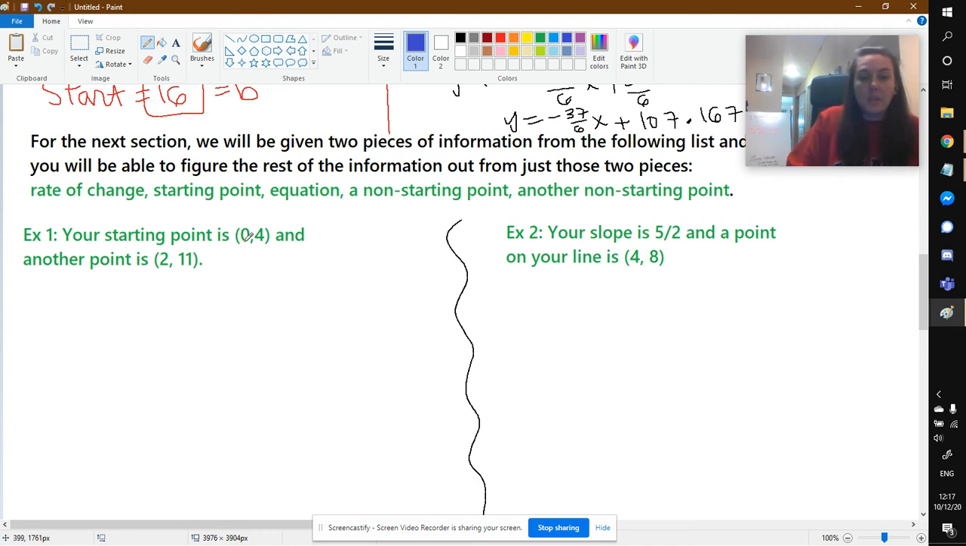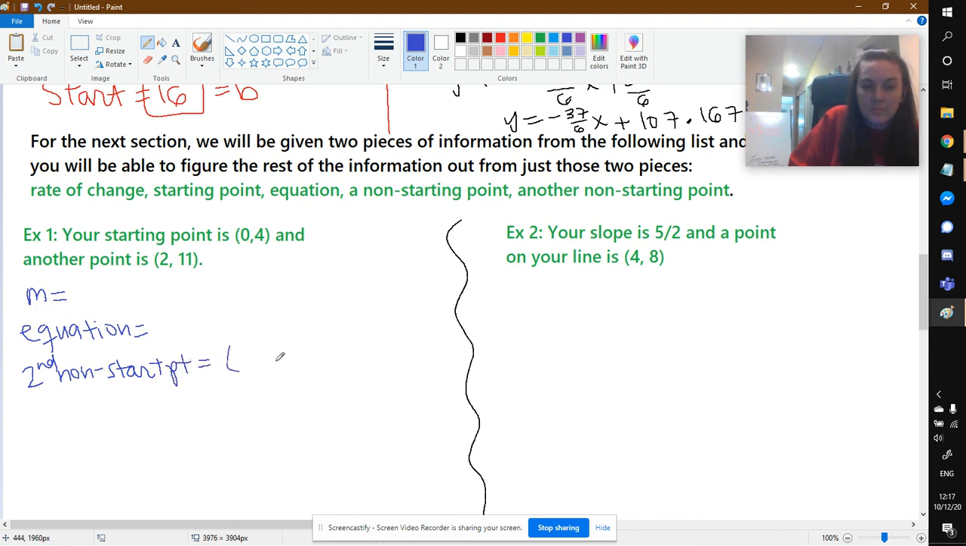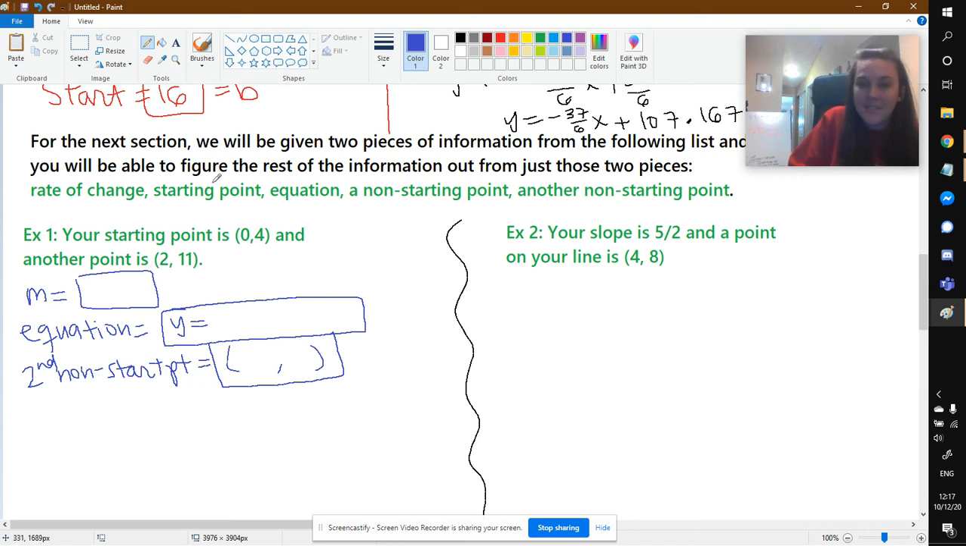Okay, if your starting point is 0, 4 and a different point is 2, 11, and I want to find the slope, I want to find the equation, and I want to find a second non-start point. Right, so these are my three wants. These are my two halves. Let's get to it. My slope equation is going to come in clutch here. I'm going to use my slope equation.